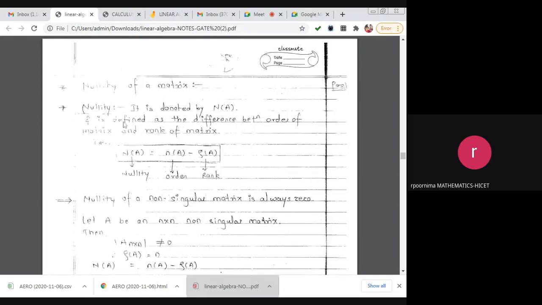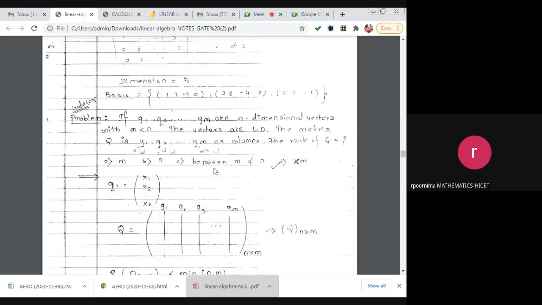Nullity is denoted by capital N of A, and it is defined as the difference between the order of the matrix and the rank of the matrix. So N of A equals order of A minus rank of A. This is the formula; you have to remember it.